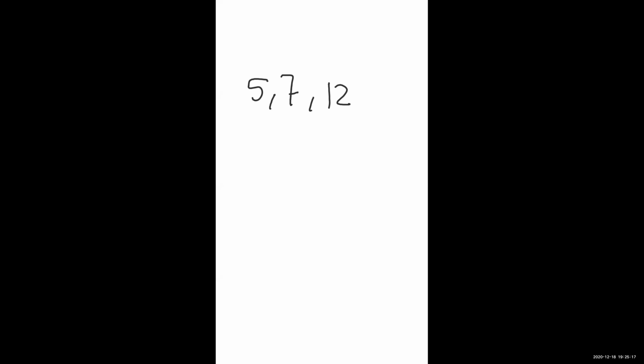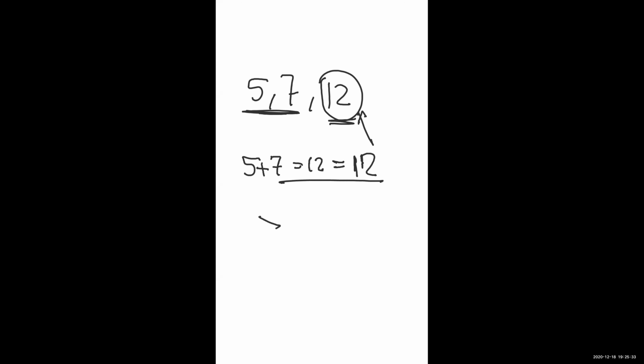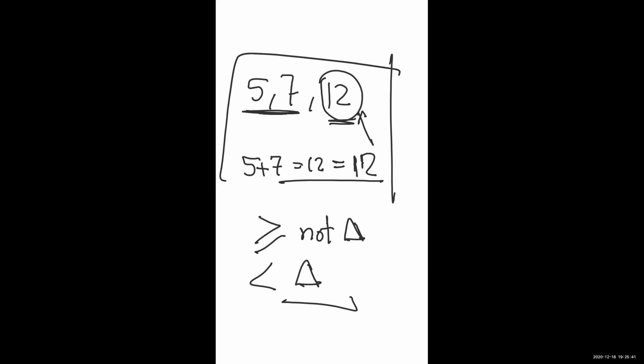So where is the greater? It is 12. Okay, the other two, 5 and 7. So 5 plus 7 equals 12. Actually, 12 means it's equal to 12, which is the longest side. So we said that if it's greater than or equal, it is not a triangle. If it's smaller than, it will be a triangle. So the first case, this one, is not a triangle.